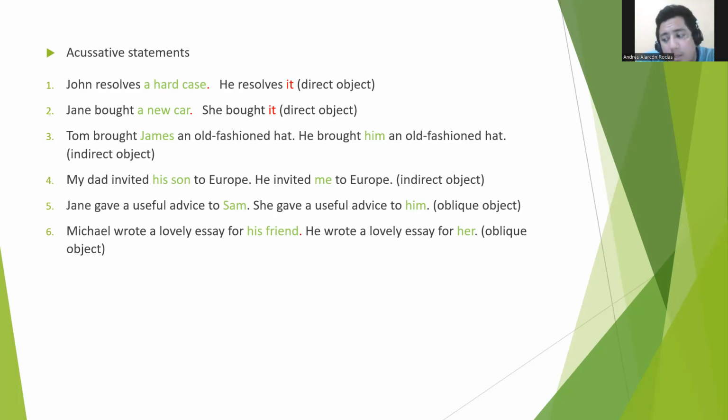And they are located at the end of the sentence, after prepositions two and four. And these turn into the oblique object. In this case, it will be Sam in exercise 5, and in exercise 6 it will be his friend.